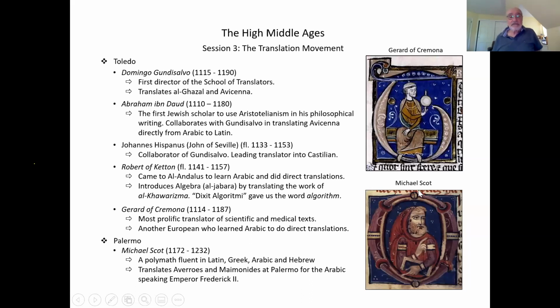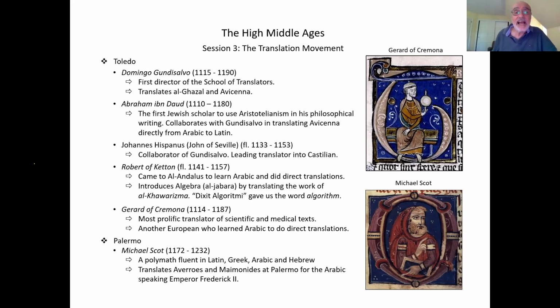So at Toledo, we have several famous people. This is just like this is Ty Cobb and Babe Ruth here. This is the all-star team. There were probably hundreds of people involved in the process. Domingo Gundisalvo, a Spaniard, first director of the School of Translators, otherwise known as Dominicus Gundisalinus in Latin, and he translates Avicenna and Al-Ghazali, and he lives entirely in the 12th century.